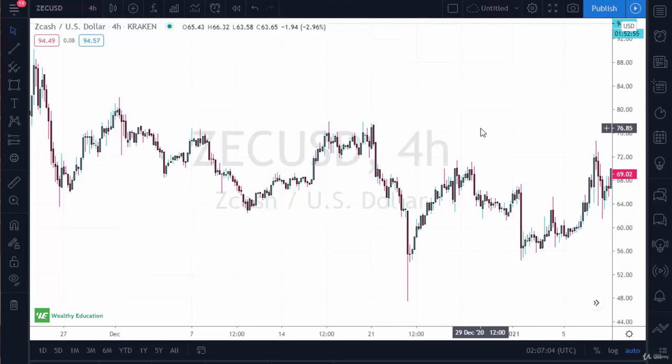And with all patterns, the higher the time frame, the more obvious, the more people are involved. So that, of course, in and of itself, means that you should be looking at higher time frames and then drilling down.